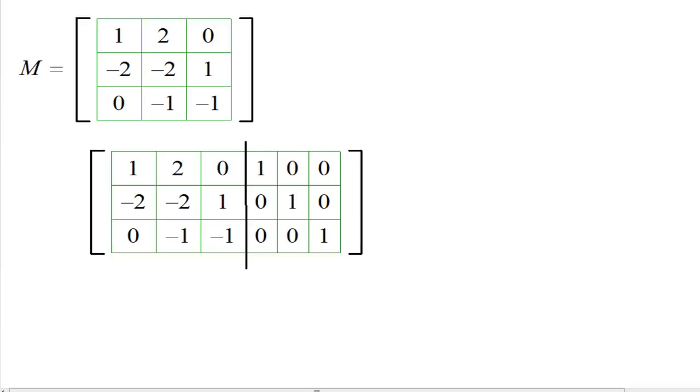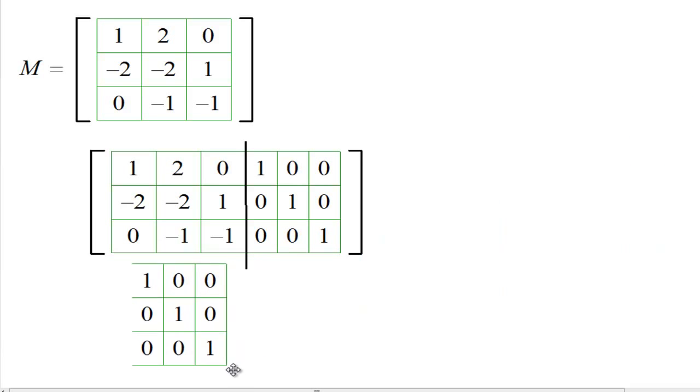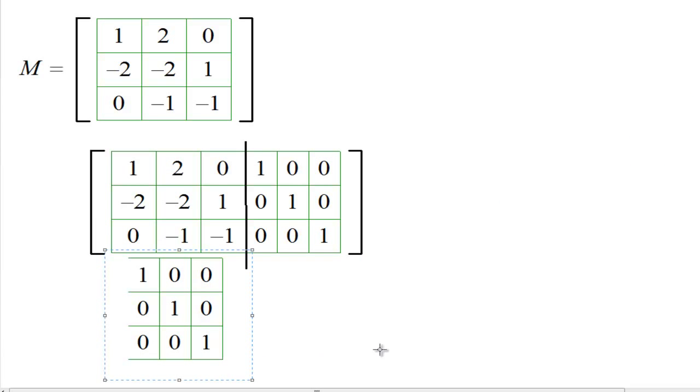Now we will use row operations to transform the first block into the identity matrix. Here we already have a 1. We shall transform this entry to 0 next, and then we shall go in order, transforming the second entry in the second column to 1 and everything else to 0. So let us proceed that way.